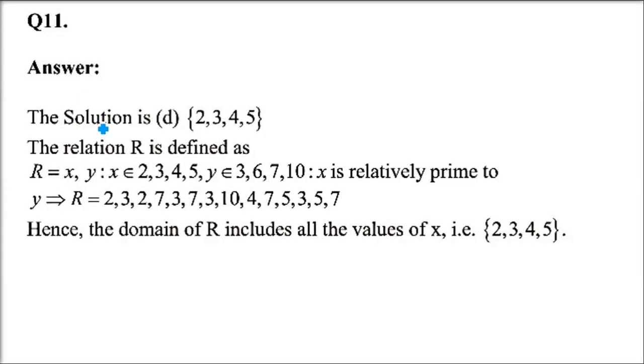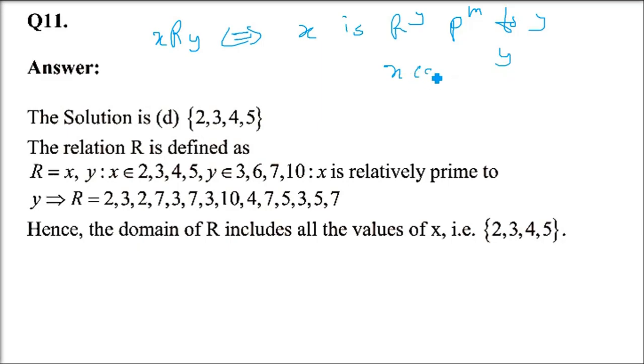Question number 11. A relation R is defined from {2, 3, 4, 5} to {3, 6, 7, 10}, and x R y means x is relatively prime to y. This question we have already done in our 9th question of VSAQ; you can go there and have a look. But I'll just tell you, two numbers are co-prime when the greatest common divisor is 1, that is, there is no number other than 1 which can divide both of them.